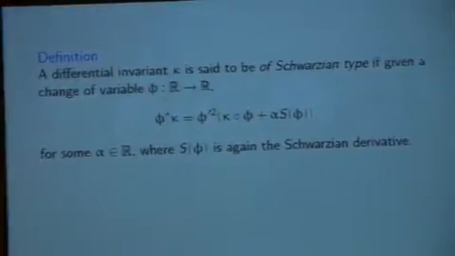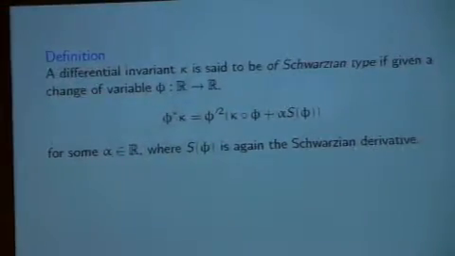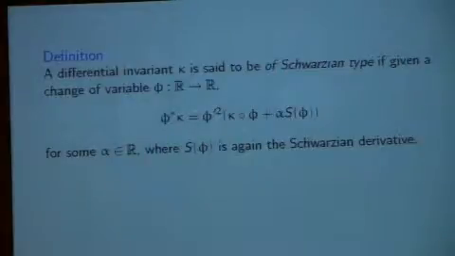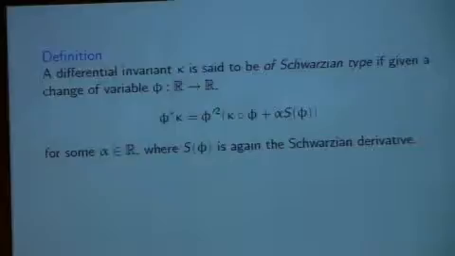A differential invariant is said to be of Schwarzian type if when I change the variable in the invariant, it behaves like the Schwarzian derivative. That means it's going to be itself and then a multiple of the Schwarzian of the changed variable. So the Schwarzian derivative behaves like that with s equal to minus 1. If it has this property, I say it's of Schwarzian type. Okay, so let's go back to the spinor case and look at the third order ones.